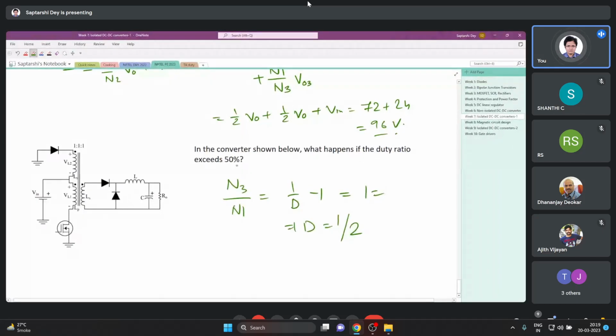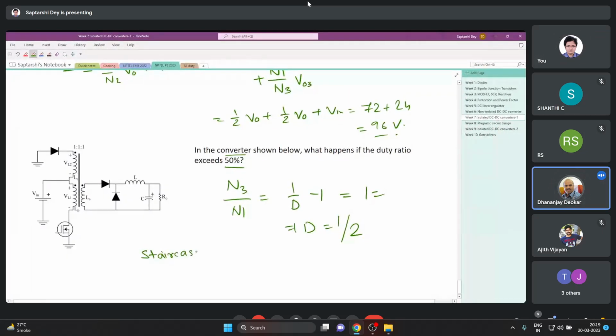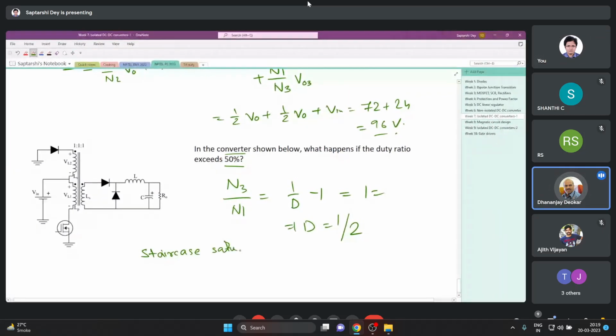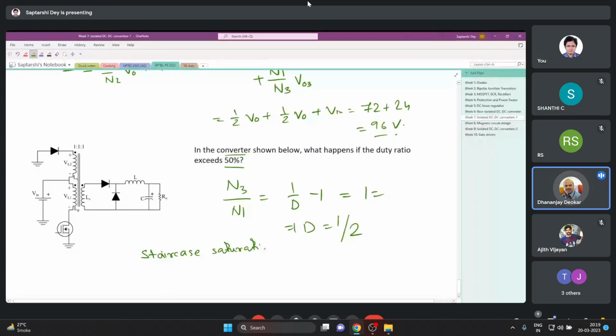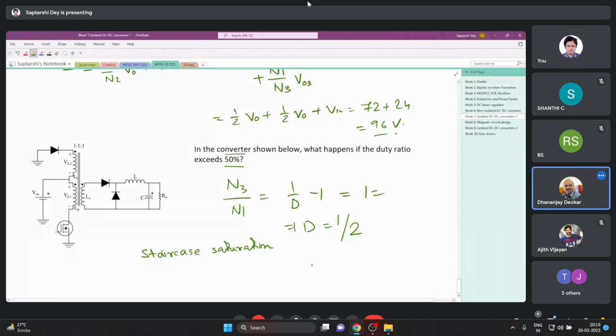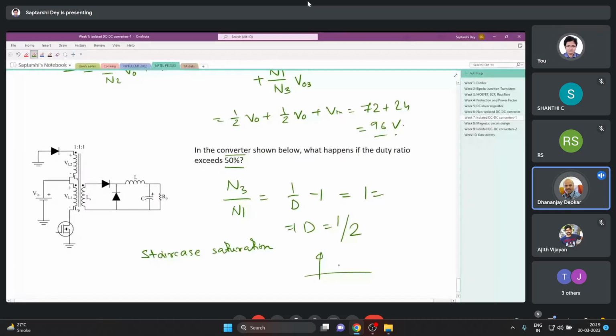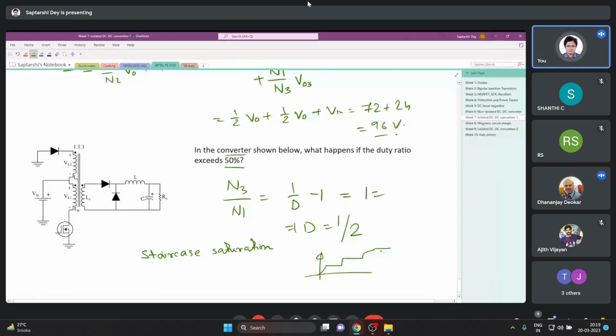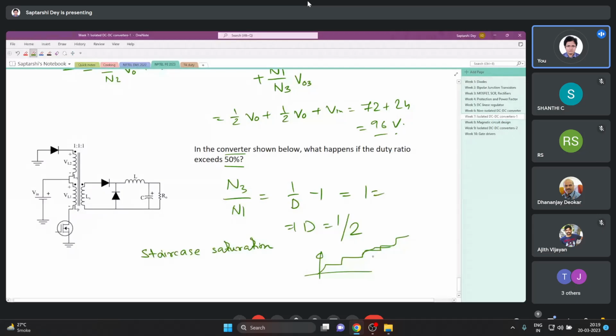So what happens if the duty ratio goes beyond 50%? That is what we discussed, staircase saturation. Inductor current is going to increase and increase and increase. Ideally speaking, it will keep on increasing like a staircase, but it will not actually look like this. The core will at one time become as good as air, which means basically the source will be short circuited.